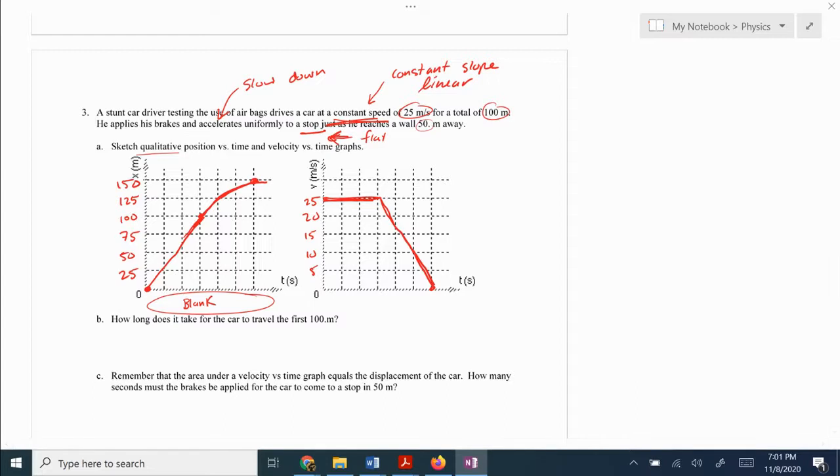How long does it take the car to go the first 100 meters? Well, you're going at a constant speed, so x is equal to vt. You go 100 meters at a velocity of 25 meters per second. What time is that? Obviously, that's going to take 4 seconds. t is equal to 4 seconds: 25 meters the first second, 25 the second, so 50, 75, 100.